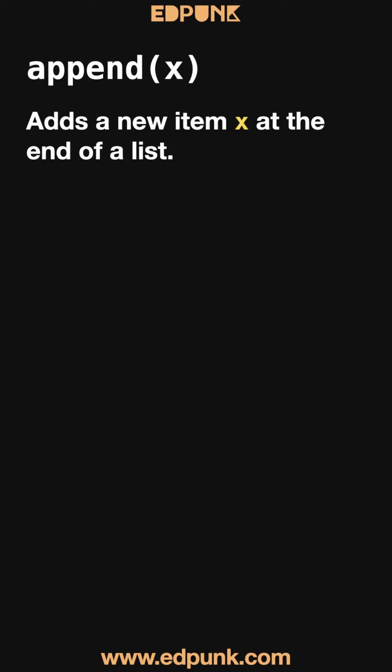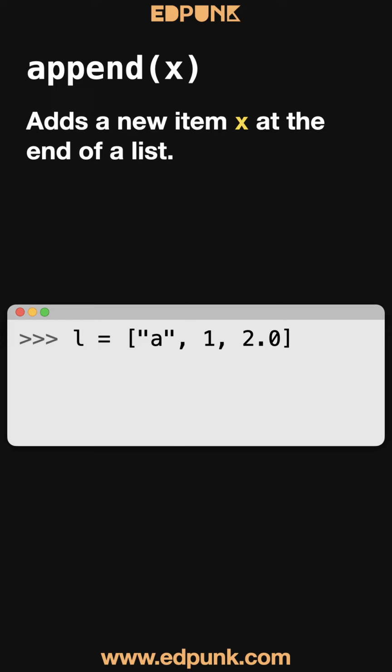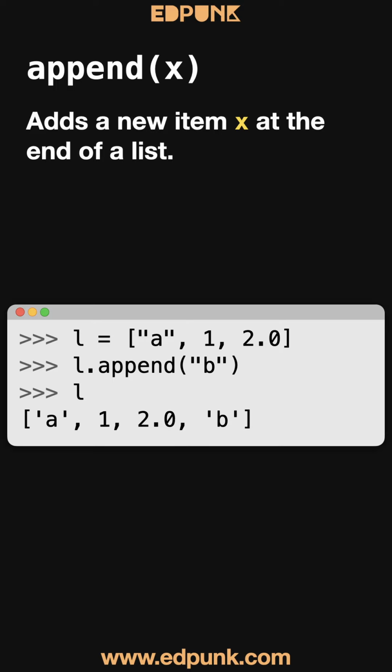The append method is used when we want to add a new item, which is passed as an argument, at the end of the list. For example, let us assign a list containing items string A, int 1 and float 2.0 to a variable L. Now, to add a new item string B at the end of the list, execute l.append B. Now, let us check the list. You can see the new item string B is now the last item of the list.